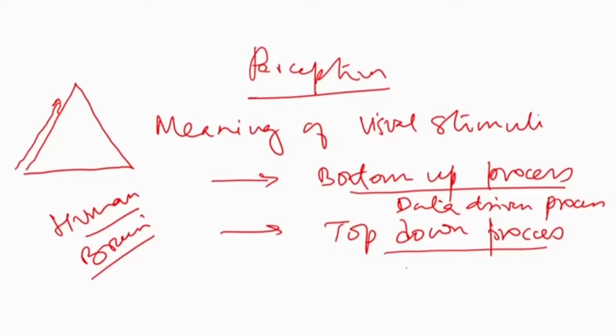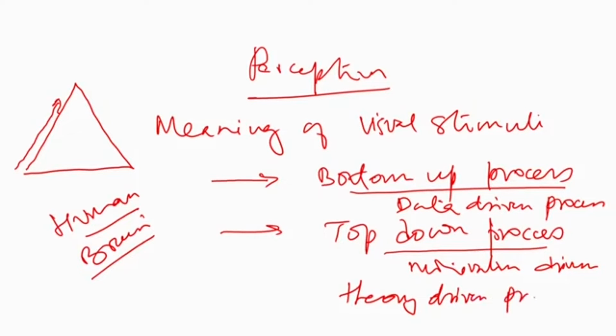Most bottom-up processes bank upon basic stimulus properties, add up these stimulus properties and come up with a meaningful percept, a meaningful interpretation. In contrast, the top-down processes are generally motivation driven processes or theory driven processes. What it means is coming from specific to general. Most perception requires the top-down process and the bottom-up process.